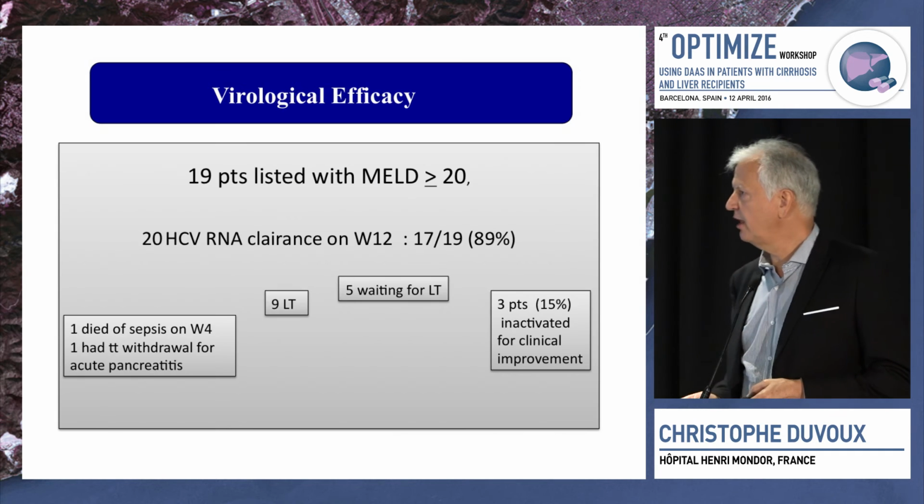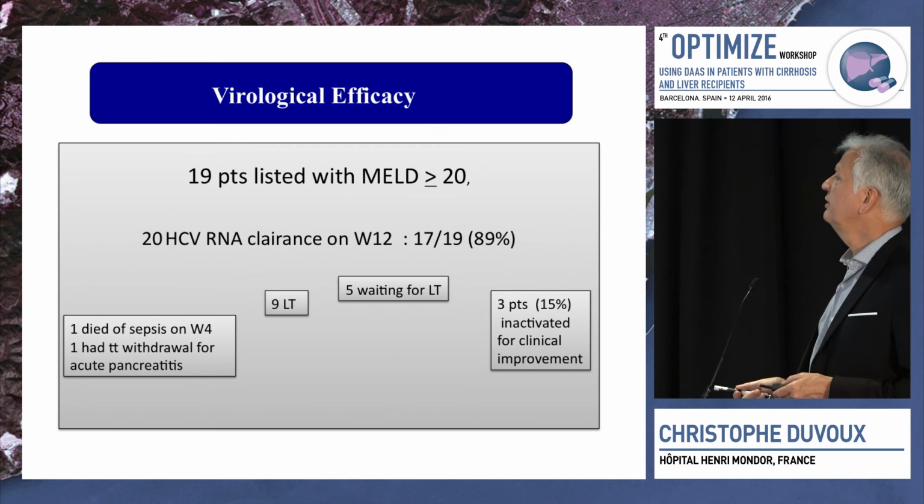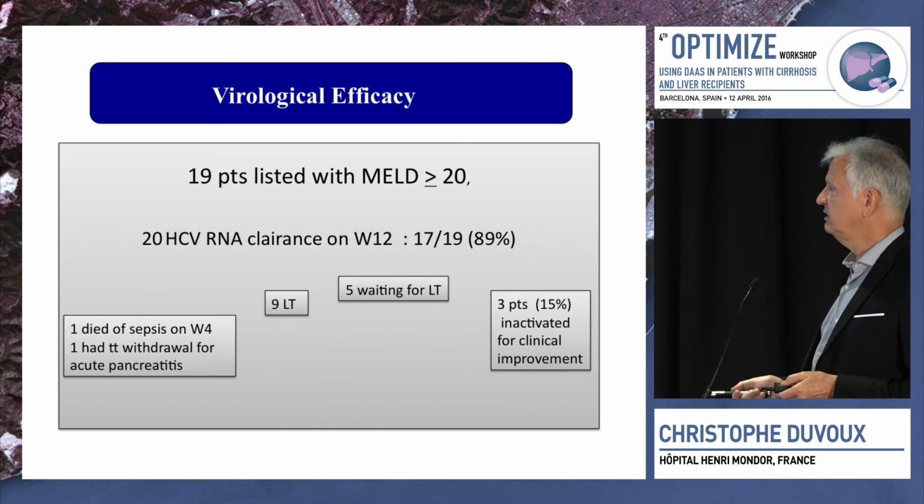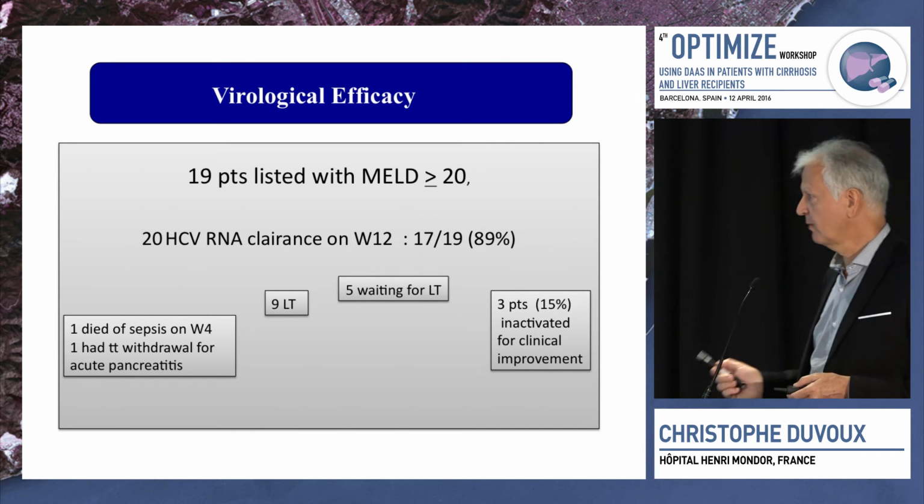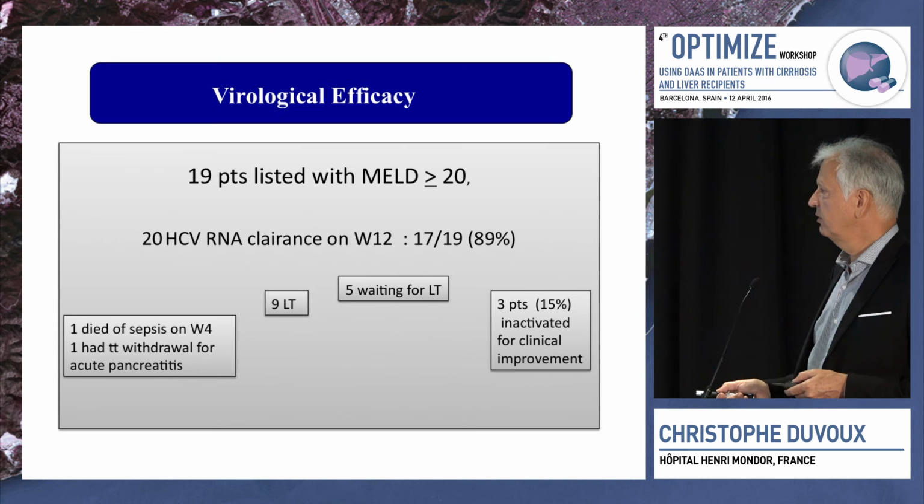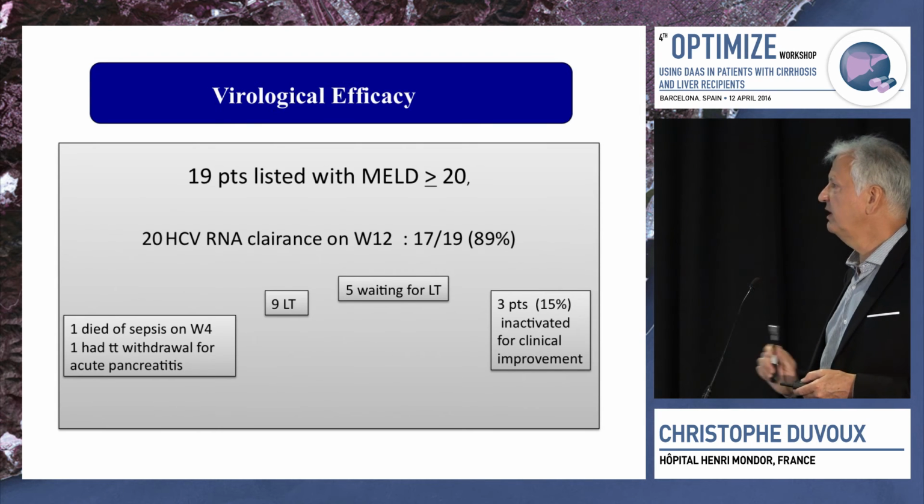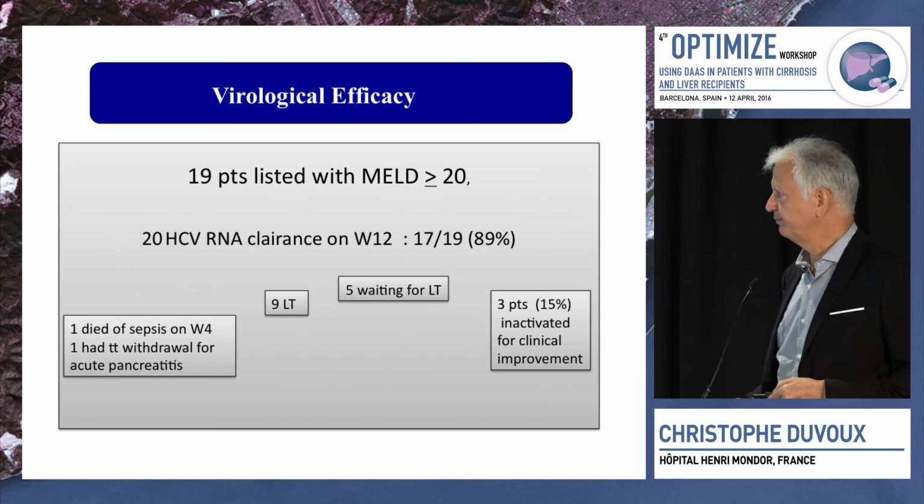And if we focus now on the most severe decompensated patients, we had 19 patients listed with MELD higher than 20, and we achieved HCV RNA clearance at week 12 in 89% of the cases. And as discussed recently, among the non-responders, we had 1 patient who died of sepsis and 1 patient in whom we had to withdraw the treatment because of pancreatitis. For the other patients, 3 patients, 15%, including really severe patients, were inactivated for clinical improvement.